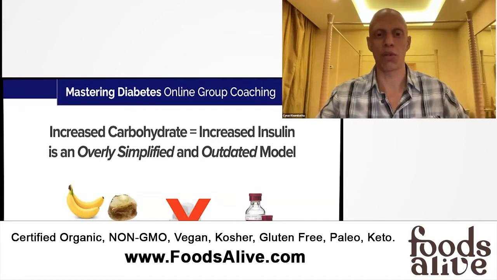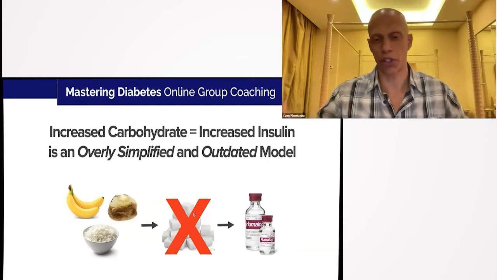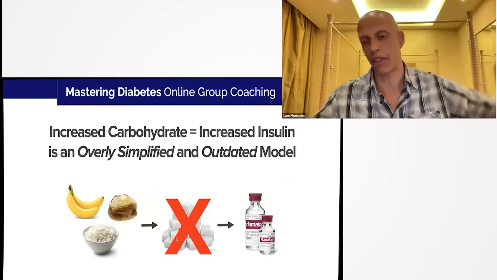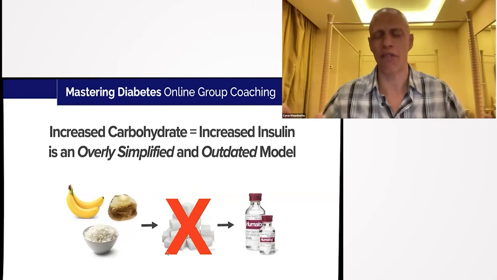Okay. So first things first, all carbohydrate on the left-hand side is not created equal. That's the first thing. Saying a banana is equal to a white potato, is equal to a bowl of white rice, is equal to a bowl of pasta, is equal to a Coca-Cola, and that all of those foods metabolize to this stuff called table sugar, is a fundamentally flawed way of looking at a carbohydrate.